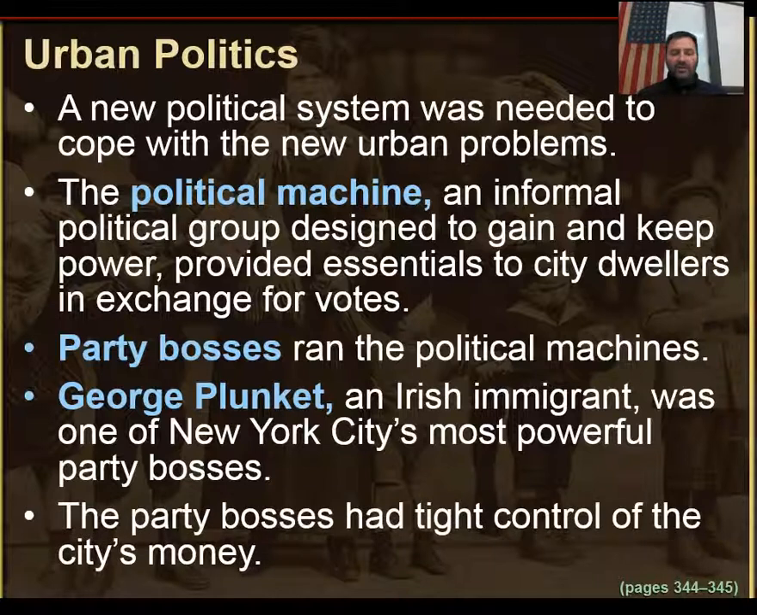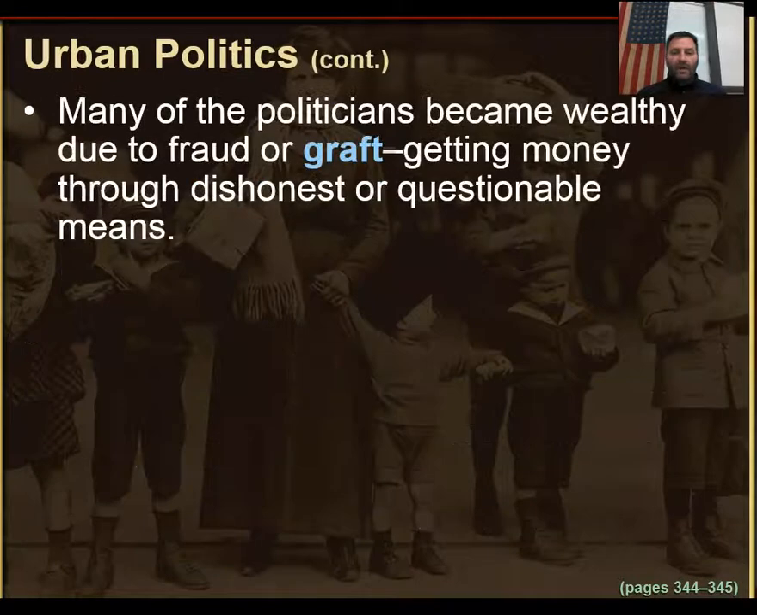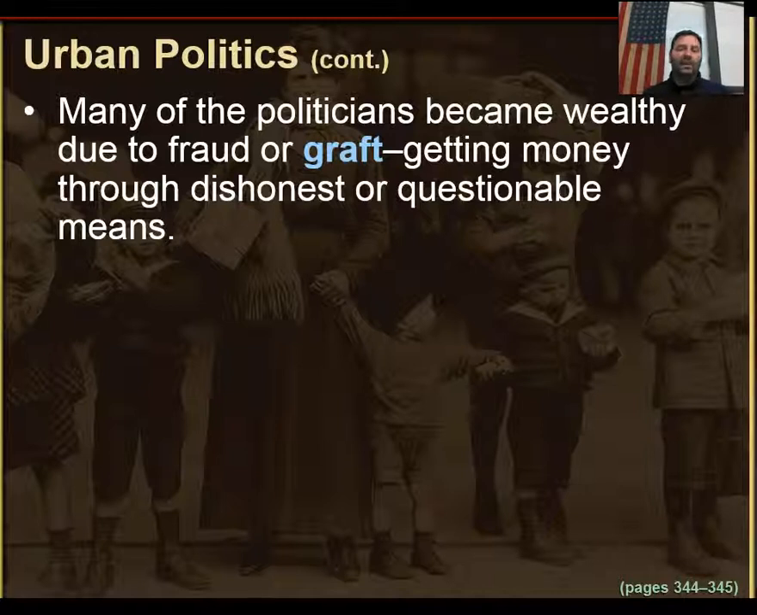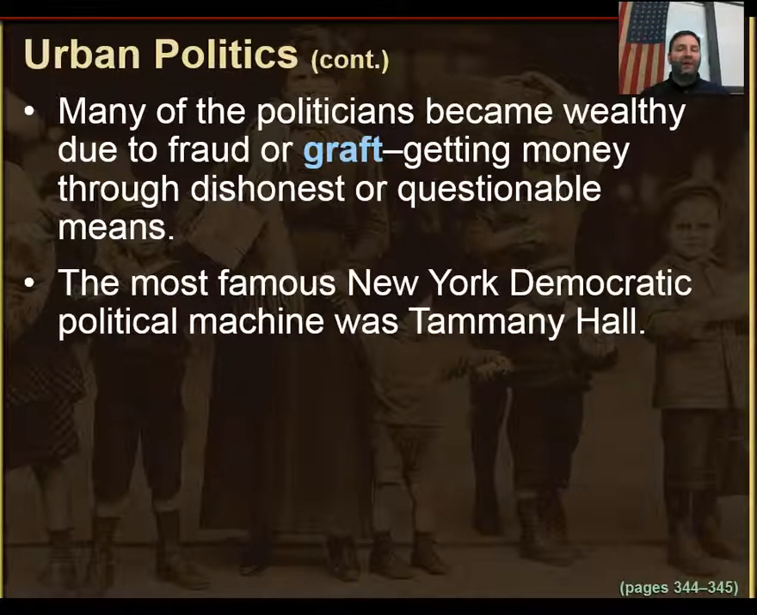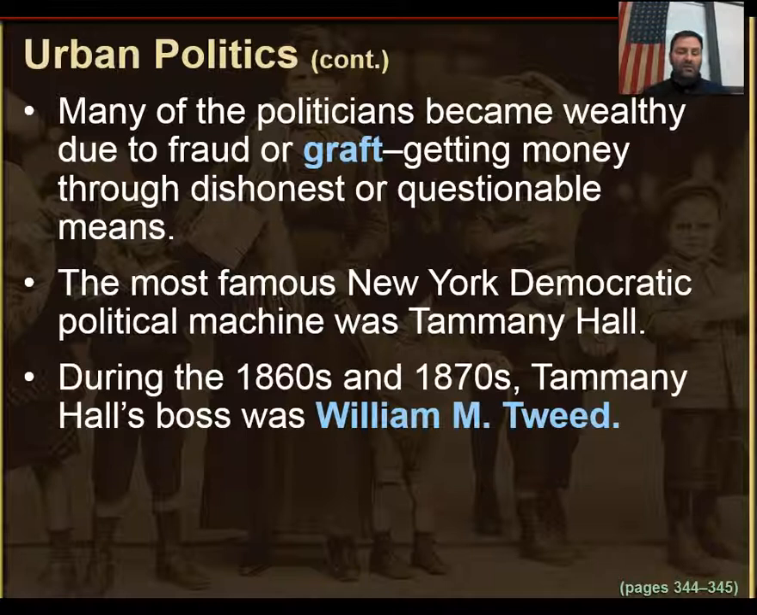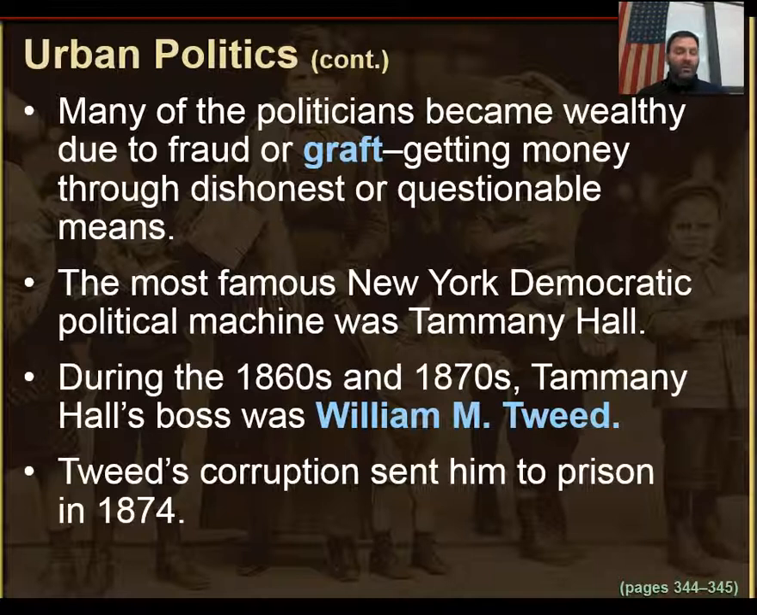These party bosses had tight control of the city's money. Now, many of these politicians became wealthy due to fraud or graft, which means getting money through dishonest or questionable means. The most famous of these political bosses ran the New York Democratic political machine out of Tammany Hall. His name was Boss Tweed. During the 1860s and 1870s, Tammany Hall's boss was William M. Tweed. He ends up going to prison for all the corruption that he commits, though he was able to provide for the city, the lower class, the immigrants and those people coming in.